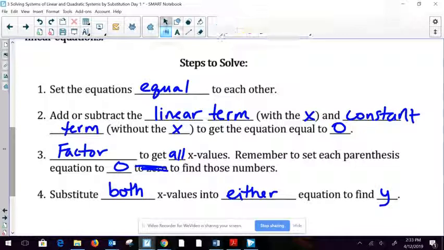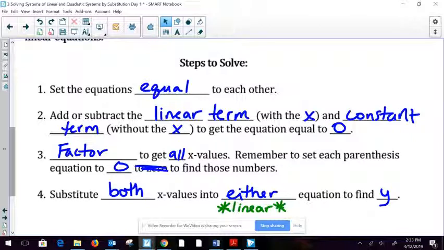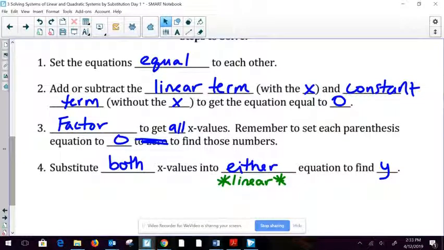Now I'm going to tell you a little hint. When we say either equation, really what we mean is the linear equation, because that one is super duper easy to do. But of course, to double check your work, you'd want to substitute it into both equations. Okay, so let's see how this looks when we get started on these problems.